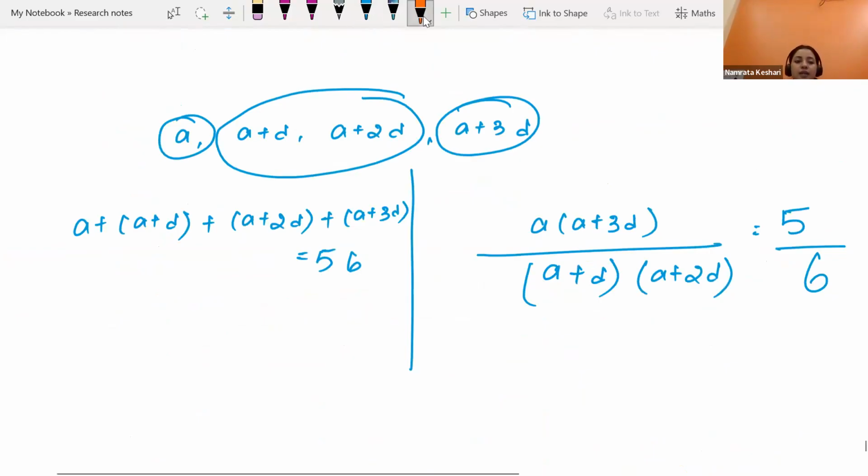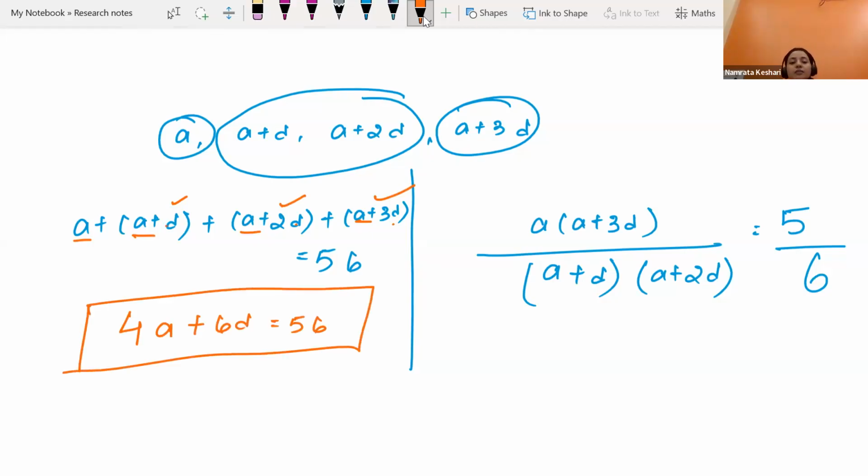So A, A, A, A, 4A we are having. D, 2D, 3D, that means D, then 2D, 3D, that means 6D. That is 56. This is one of the equations we are getting, which we can reduce by taking 2 common. We'll have 2A plus 3D is equal to 56 by 2, that is 28. This is one of the equations we are getting.